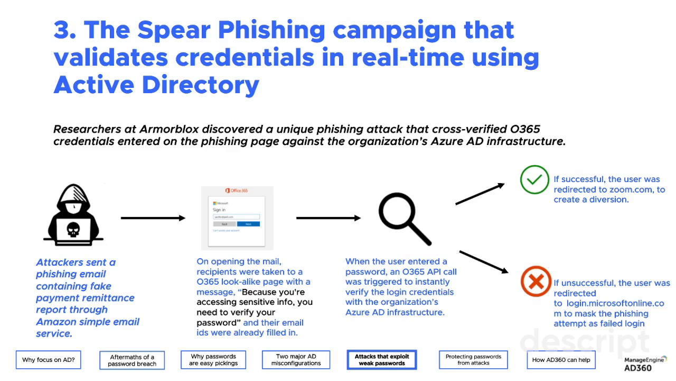The idea was they pretended not just to be lookalike pages, they also made it look very legitimate with a disclaimer saying, because you're accessing sensitive info, you need to verify your password. So users thought they were doing something very secure and gave away their password, but this was a dummy form that sent out a copy of the passwords to the attacker, while the other copy of it was used through an Office 365 API call to check if those were the actual right credentials.